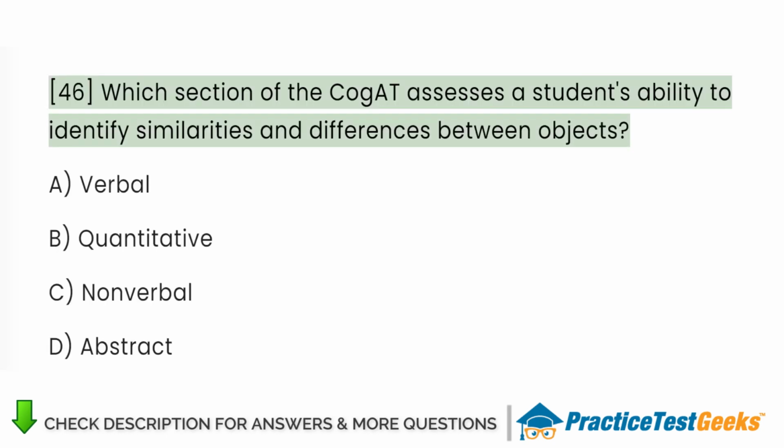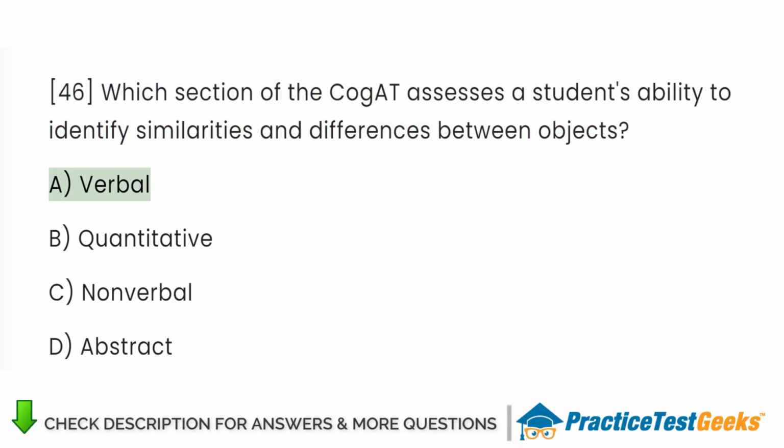Which section of the CogAT assesses a student's ability to identify similarities and differences between objects? A. Verbal. B. Quantitative. C. Nonverbal. D. Abstract.